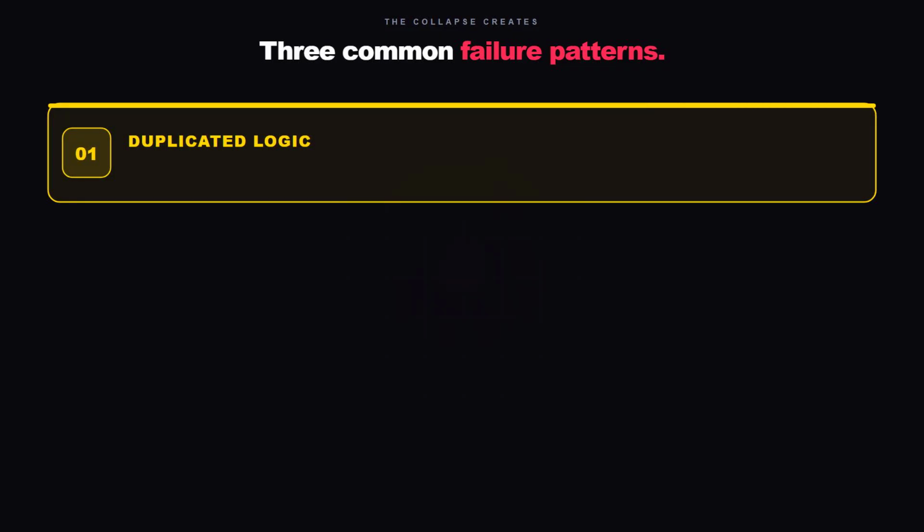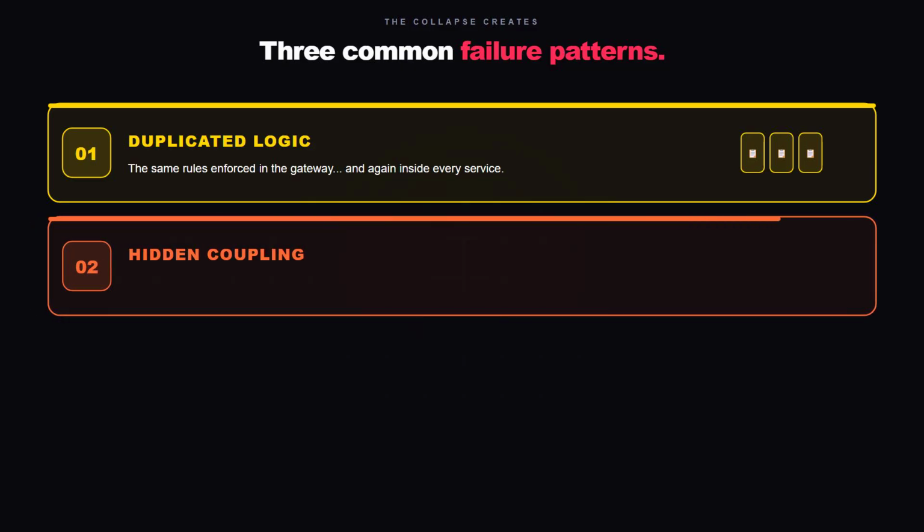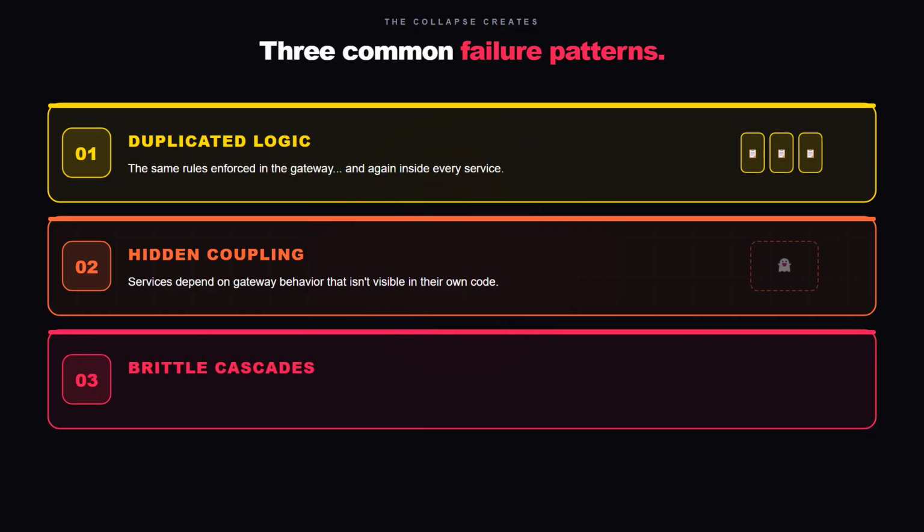This collapse creates three common failure patterns. First, duplicated logic. The same rules enforced in the gateway, and again inside every service. Second, hidden coupling. Services depend on gateway behavior that isn't visible in their own code. Third, brittle cascades. A small change in one layer breaks behavior across the entire system.